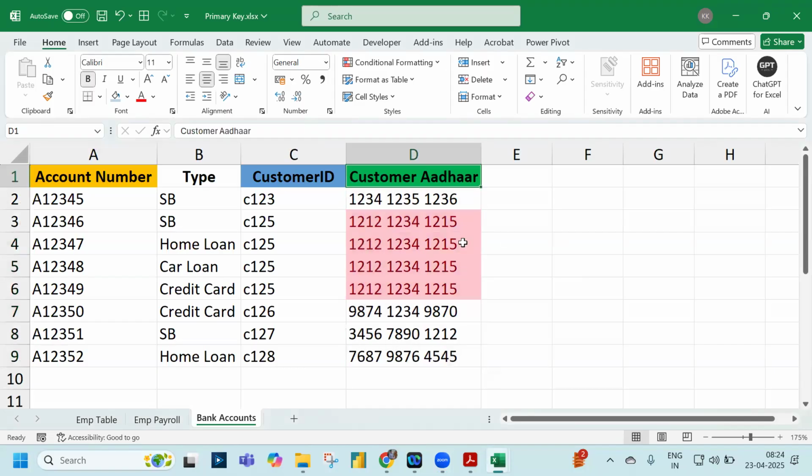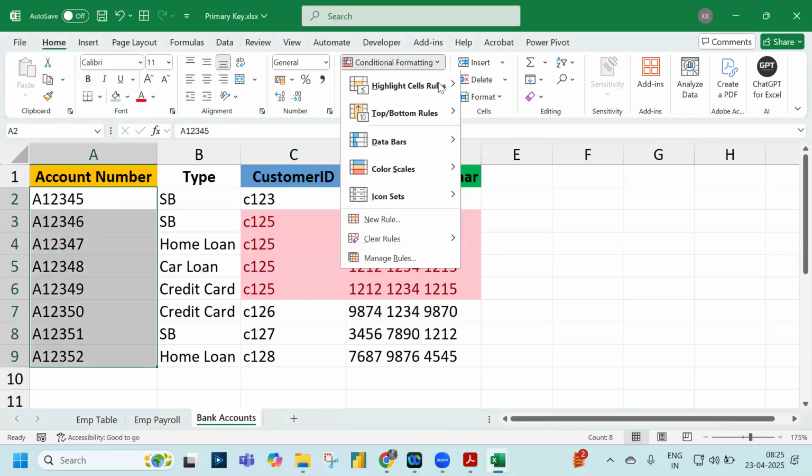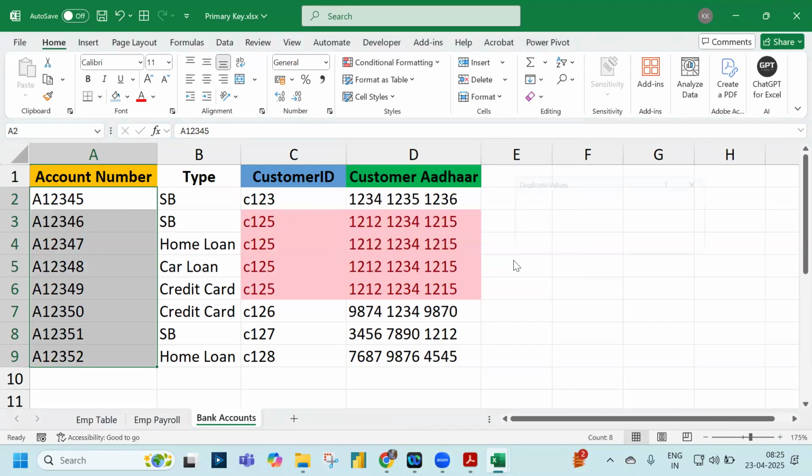If you want to mark this as a primary key, you know very well you can't have duplicates there. So that means it's not a primary key. Customer ID maybe? No, that also has duplicates. Account number is a primary key, because each and every account comes with one unique identification number that cannot be duplicated and can't be null.